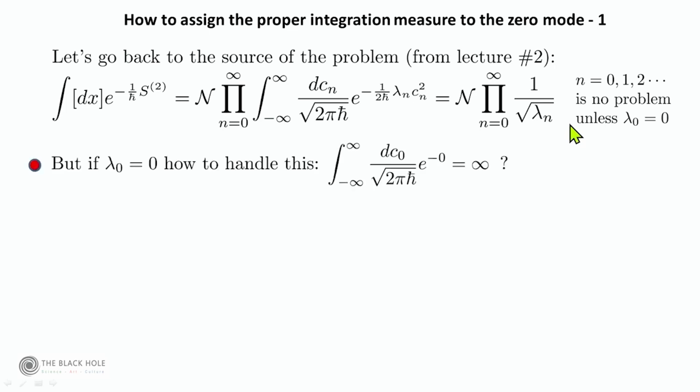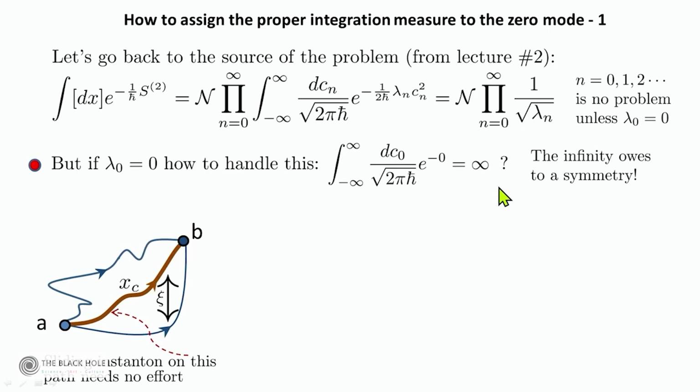And you see that if lambda 0 over here is 0, then there's no damping over here. There's nothing that will cause this exponential to go down at the edges, at minus infinity or plus infinity. And so this integral is infinity. So we have now to be a little clever.